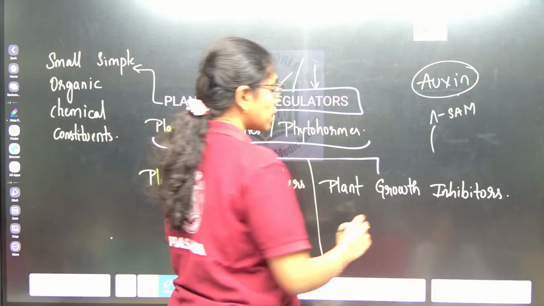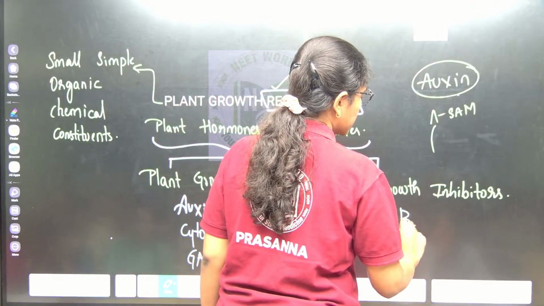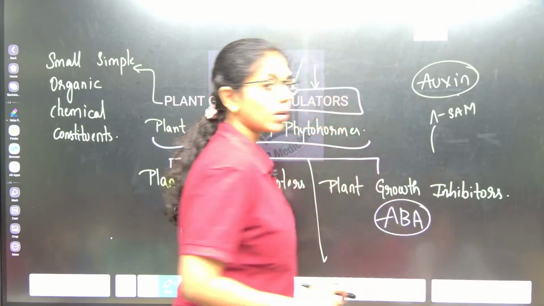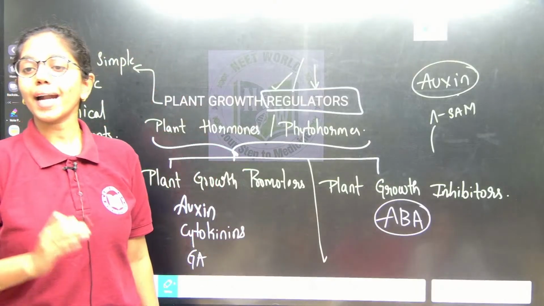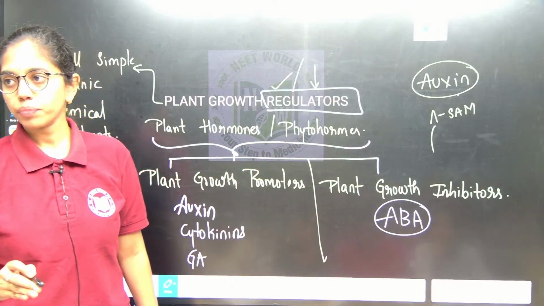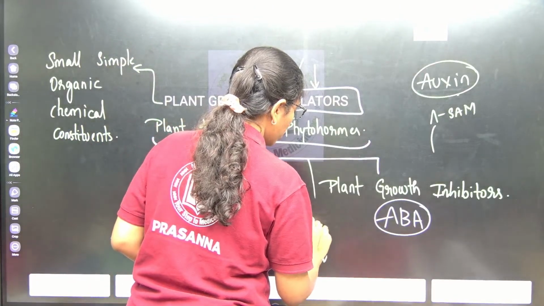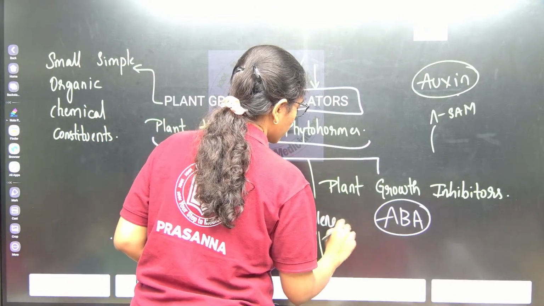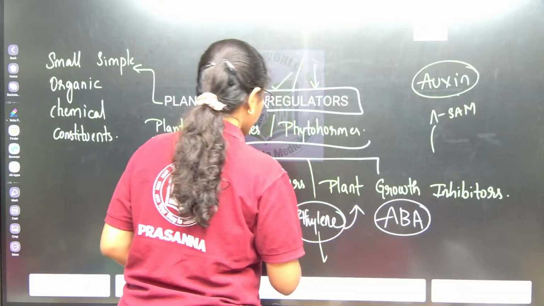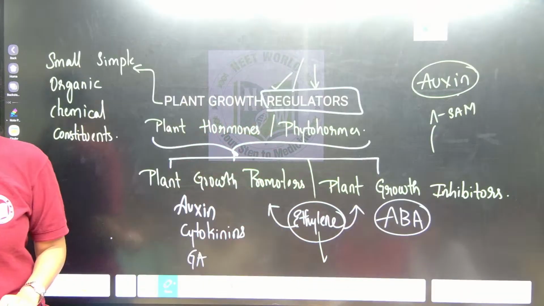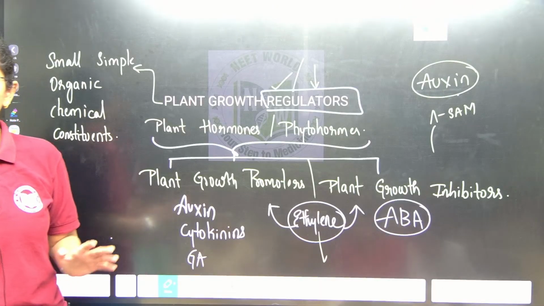Plant growth inhibitors are only one, that is abscisic acid, which is also known as a stress hormone or anti-transpirant hormone. If you consider ethylene, ethylene is a gaseous hormone which plays a dual role as plant growth promoter and as plant growth inhibitor. Clear till here?